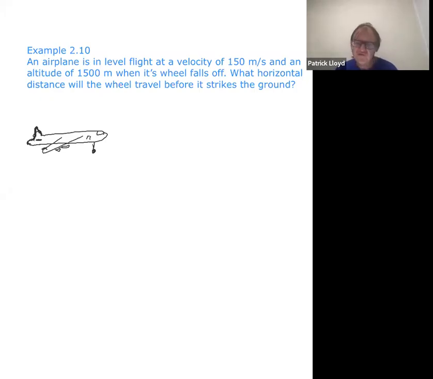Okay, so this is example 2.10. An airplane is in level flight at a velocity of 150 meters per second and an altitude of 1,500 meters. When its wheel falls off, what horizontal distance will the wheel travel before it strikes the ground?